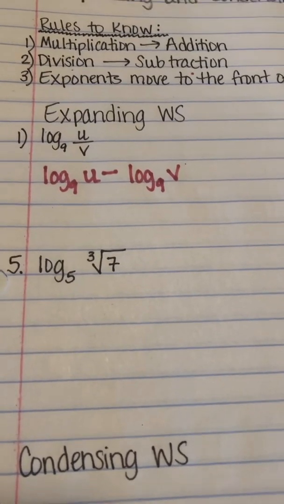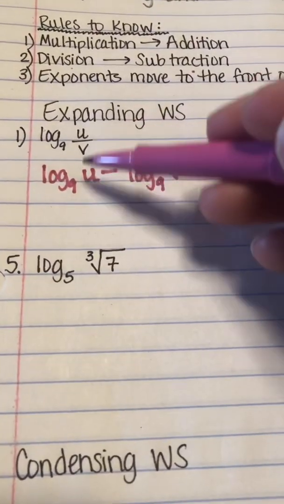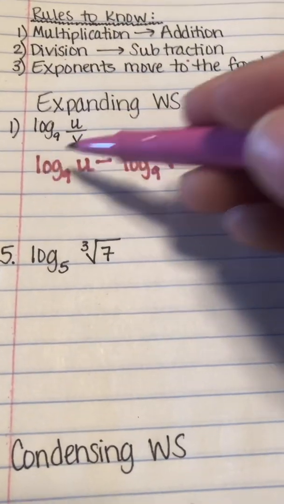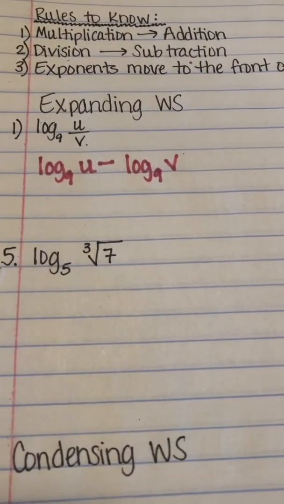So again, division meant we were subtracting. And since there were 2 parts, that means I'm going to have 2 logs.